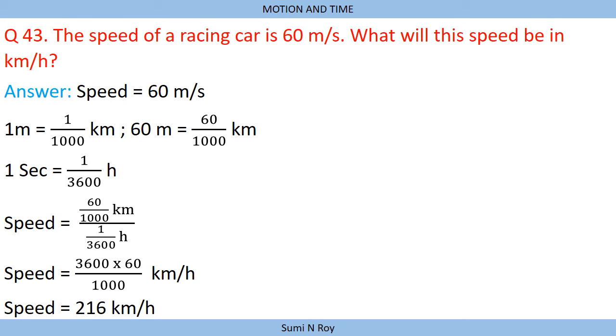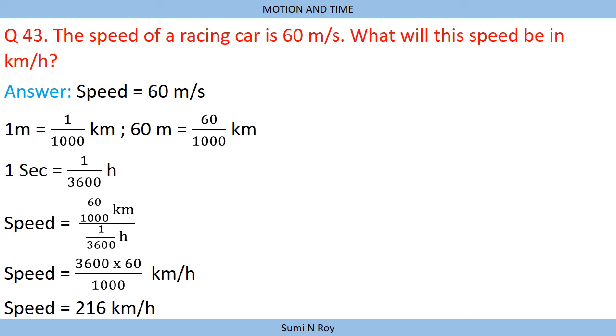The next question is, the speed of a racing car is 60 meter per second. What will the speed be in kilometer per hour? So here we have to convert 60 meter per second into kilometer per hour. Same process which we have done in the last numerical. Speed is 60 meter per second. So 1 meter is equal to 1 by 1000 kilometer, we know. So 60 meter will be equal to 60 by 1000 kilometer.